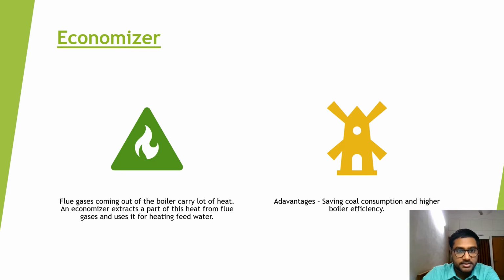Now economizer. As the name suggests, it is something to do with economy. So what does it do? The flue gases coming out of the boiler carry a lot of heat. The economizer extracts that heat and uses it for the feed water. Another major advantage is that it saves coal through this process and increases the efficiency, as I said earlier.